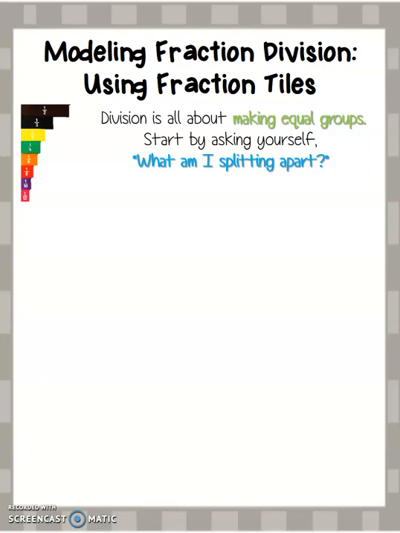And again, we know that this works because division is all about making equal groups. So we can still ask that question, what am I splitting apart? And use the fraction tiles as our model to prove our answer.